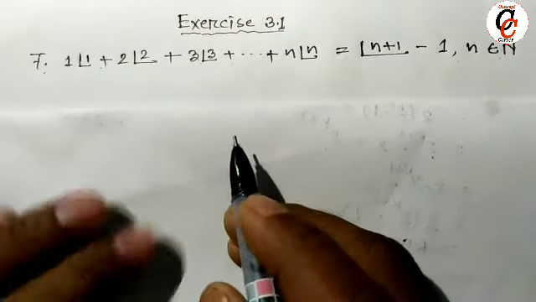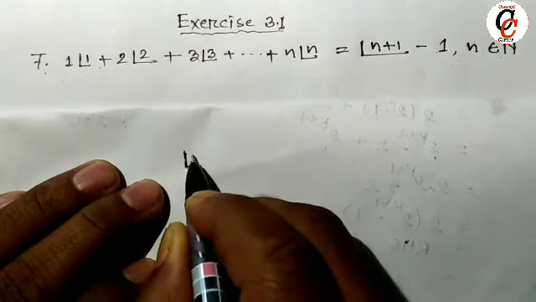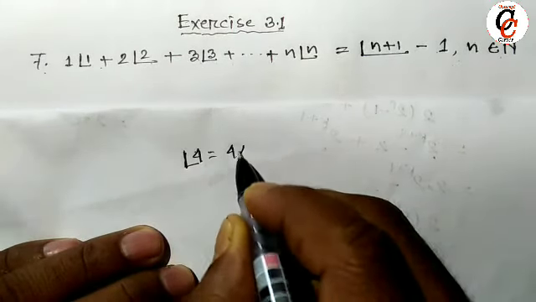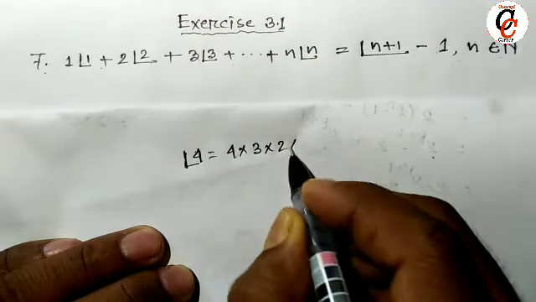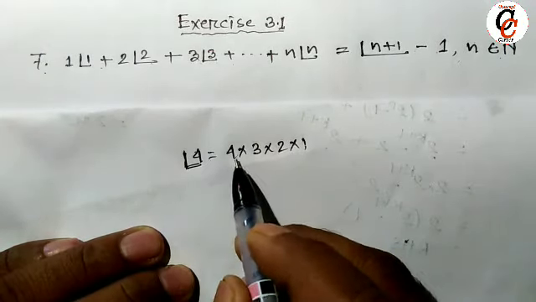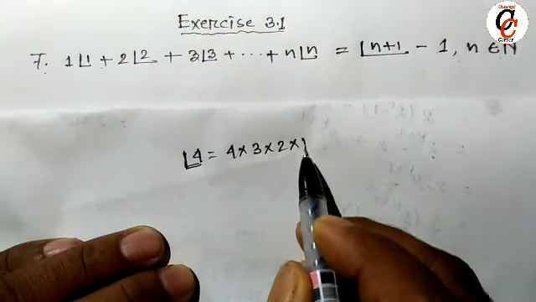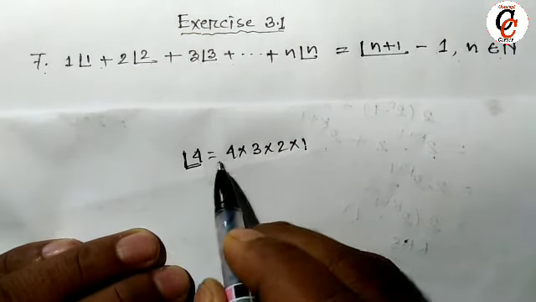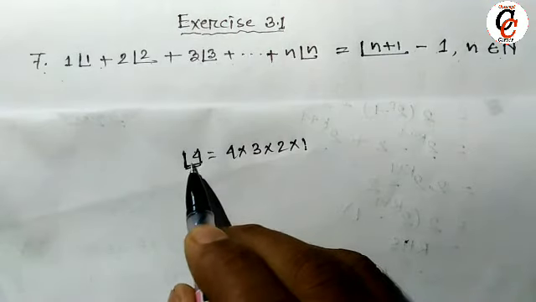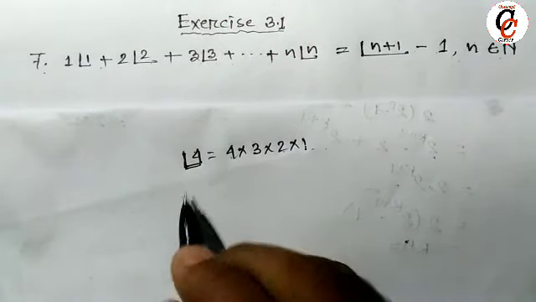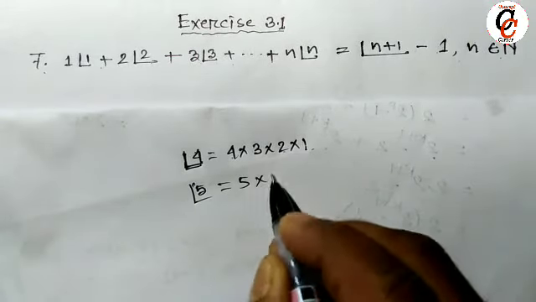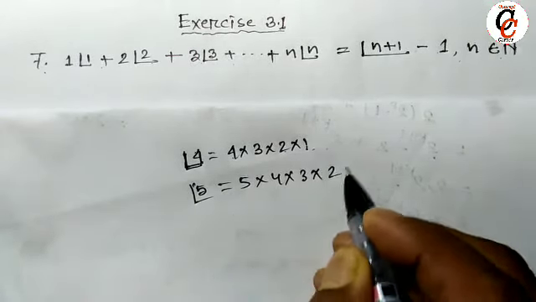Factorial 4 means, suppose I am giving some example, factorial 4 means 4 into 3 into 2 into 1. That means factorial 4 means multiplication of all the natural numbers from 1 to that number whose factorial is given. So 4 factorial means 4 into 3 into 2 into 1. 5 factorial, or factorial 5, means 5 into 4 into 3 into 2 into 1.